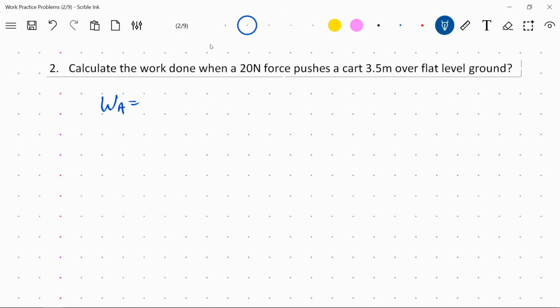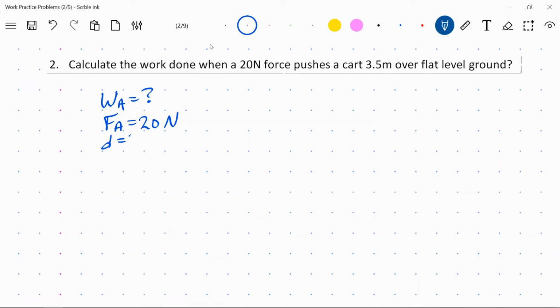So this is again the work done by some kind of an applied force. That's what I'll call it, even though the question I don't think specifically called it that. 20 newtons is what I'm going to refer to that applied force as. 20 newtons. A distance of 3.5 meters. Beta, again, the question doesn't explicitly say it, but if it's just being pushed across the ground, it's going to move in the same direction that it's being pushed. So beta is equal to 0 degrees. So once again, work applied, force applied, distance over which it was applied, cosine of the beta angle.